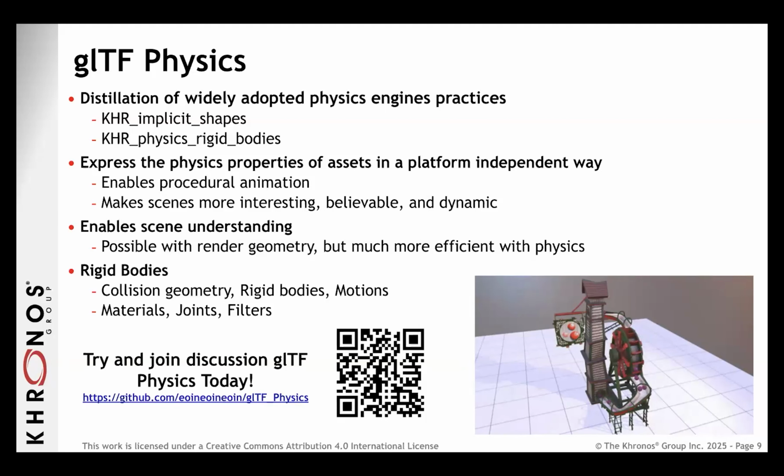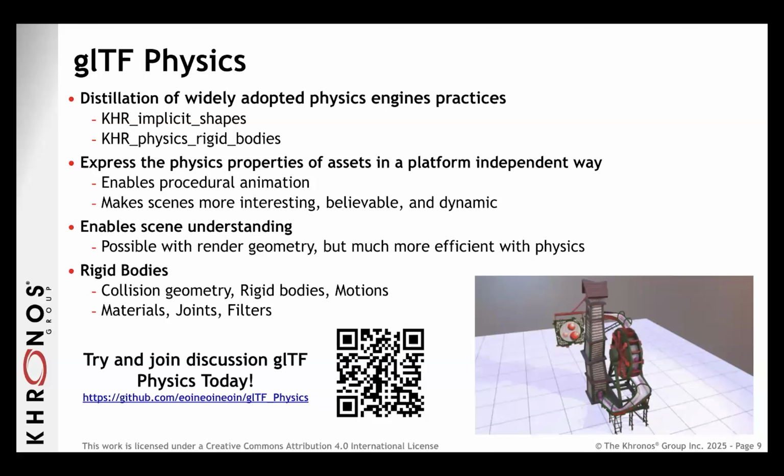Currently, we have two extensions in development. The first one is implicit shapes, which allows you to create the notion of collision geometry. And the second one is physics rigid bodies, which allows you to define the physical properties of rigid bodies. It allows creators to use procedural animation use cases or do any sort of physical response if necessary, and enables scene understanding that will work greatly in collaboration with interactivity.